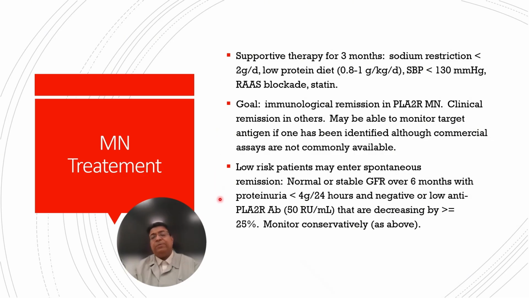A low-risk patient is one with normal GFR or stable GFR over 6 months, proteinuria less than 4 grams per day, negative or low anti-PLA2R antibodies, i.e. less than 50 RU per ml, or PLA2R that are decreasing by greater than or equal to 25%. These patients should be monitored conservatively.